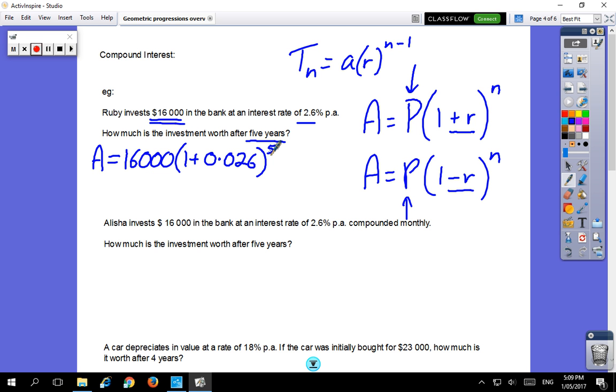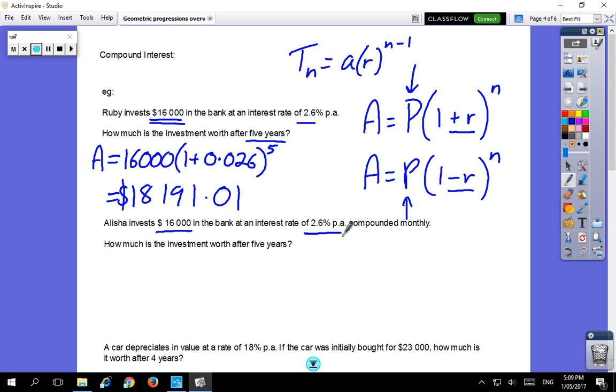So 16000 outside of 1.026 all to the power of 5. Right, so the answer I got was the amount after 5 years is $18,191.008, so we generally round to the nearest whole cent when we're dealing with monies. Right, a variation on this. Exactly the same initial number, but I just want to point out this important variation.